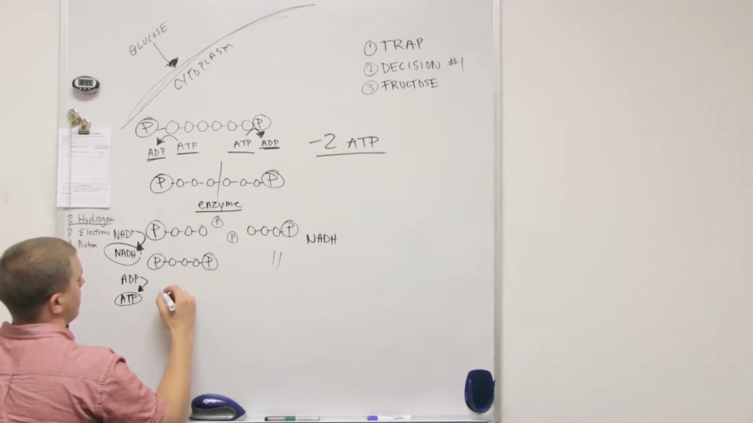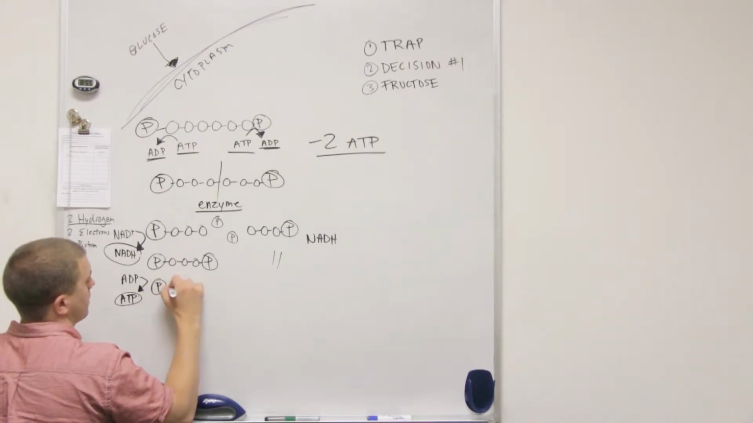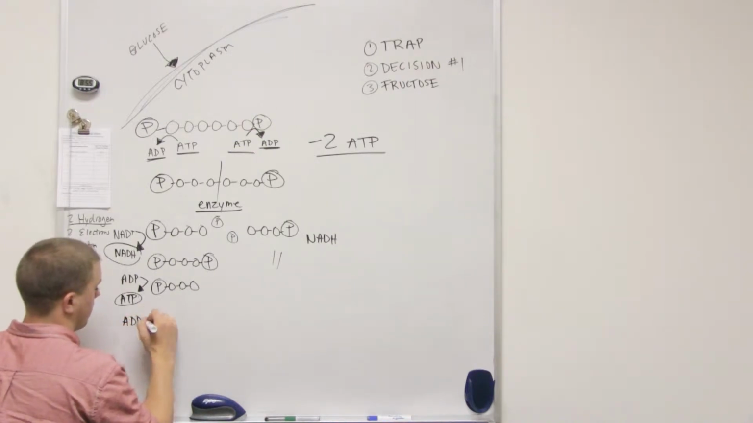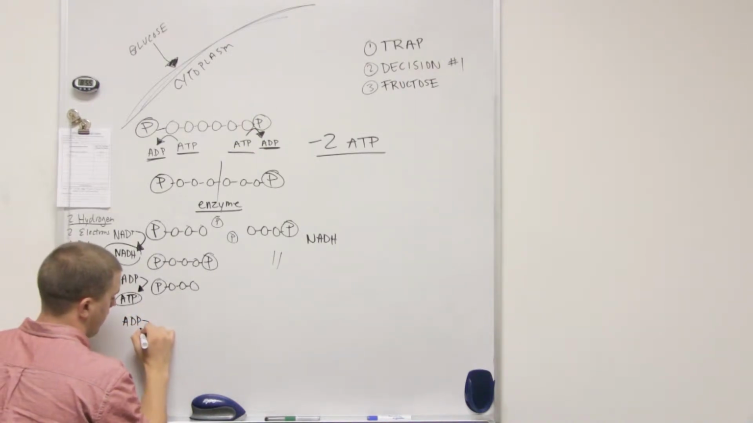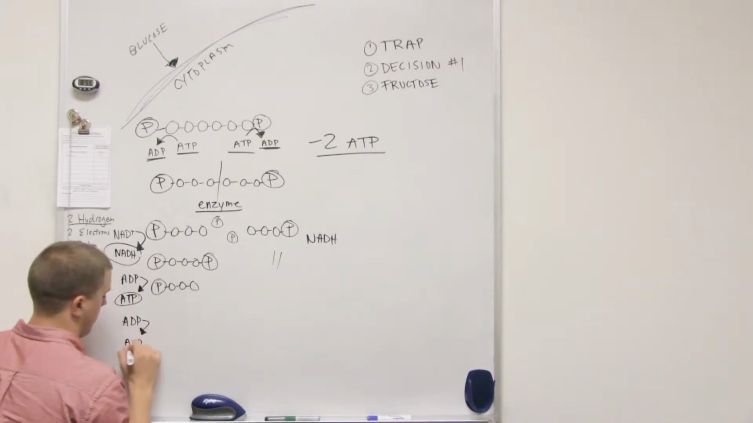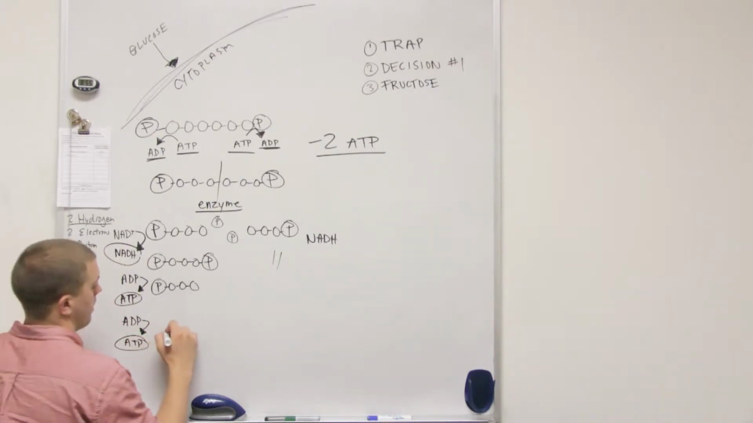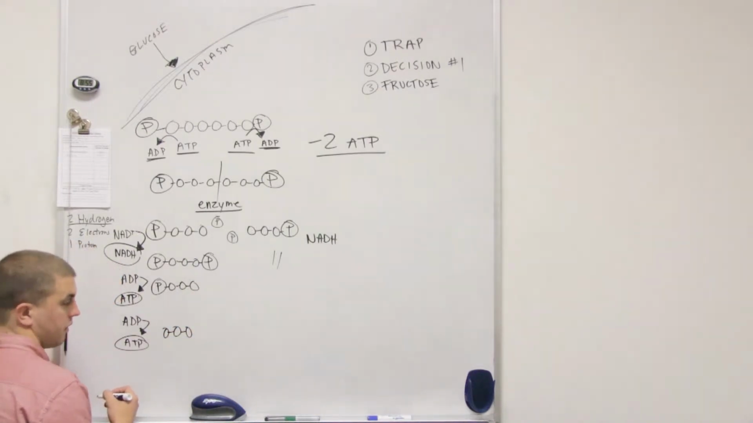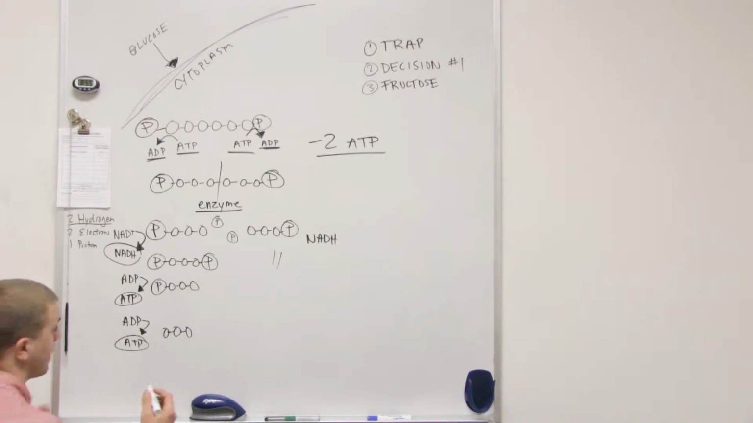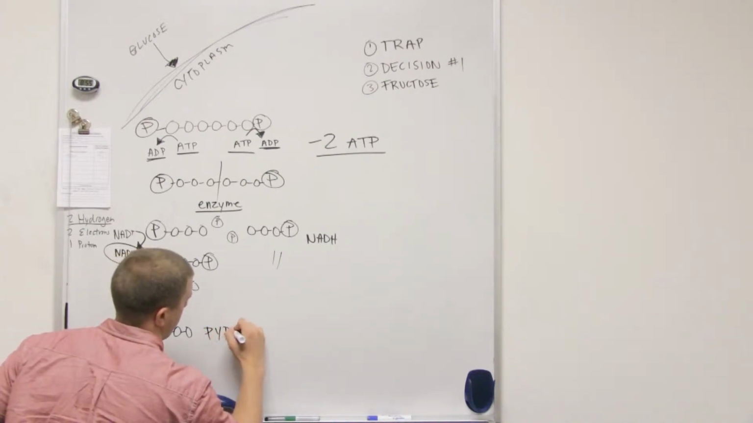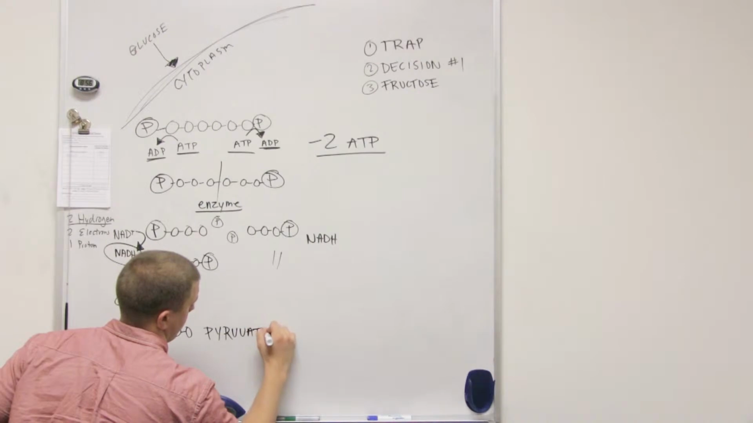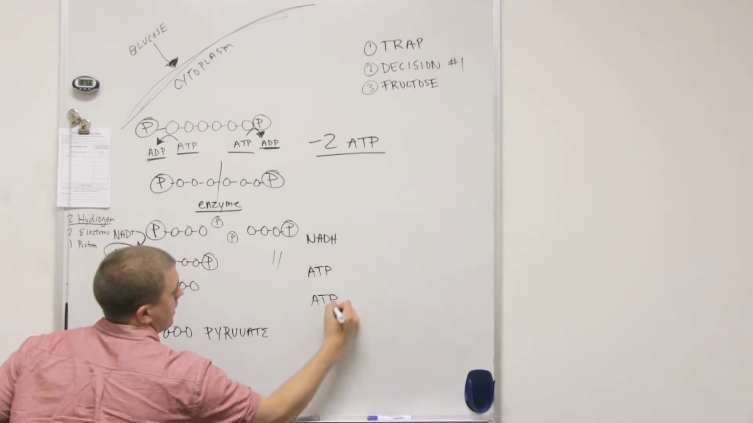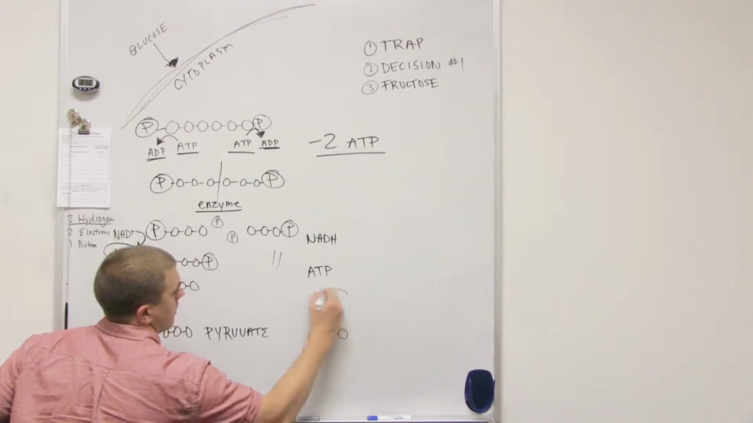So it takes the phosphate. Now another ADP comes along and says, hey, I'll take your other one. And now we've got another ATP. And then we're left with this. What is that? That's pyruvate. The same thing happened over here. We produced ATP, and then we're left with another pyruvate.